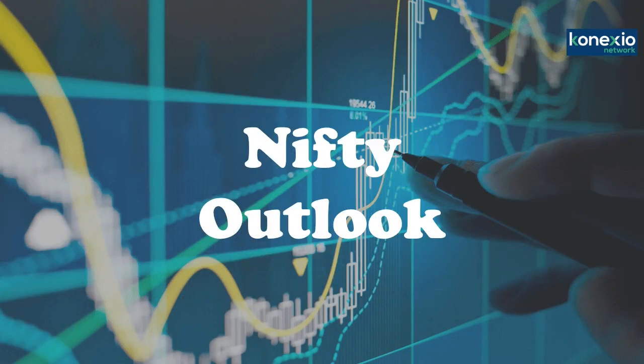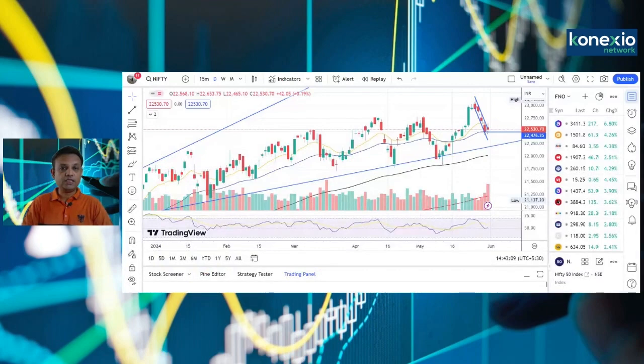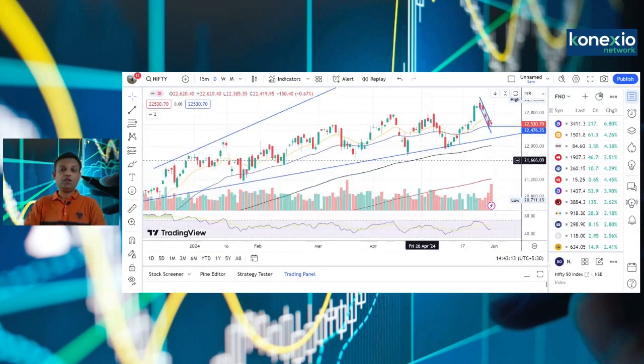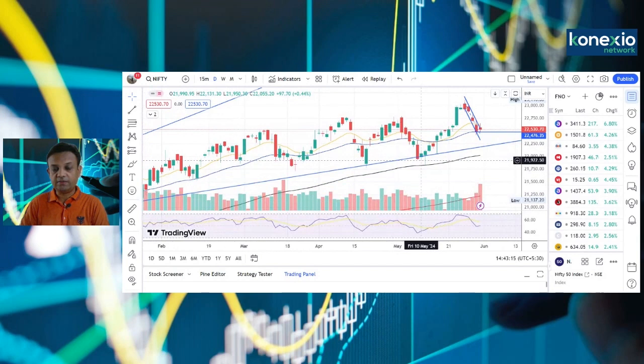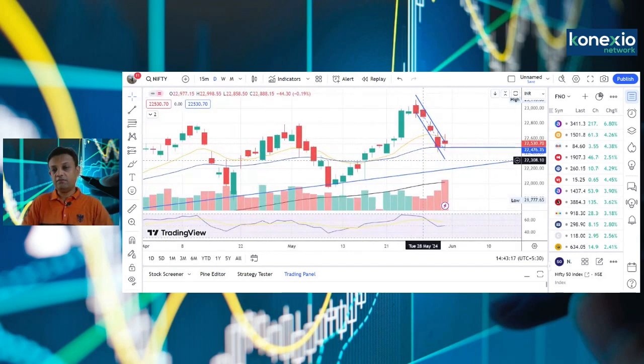So now looking at the Friday's close, let us go to the Nifty charts. We'll try to figure out what could be the trend for the next week. So let us go to the Nifty daily charts. Now this is the Nifty daily chart, and before discussing the technical charts, next week is a very big event, the result of the general elections.